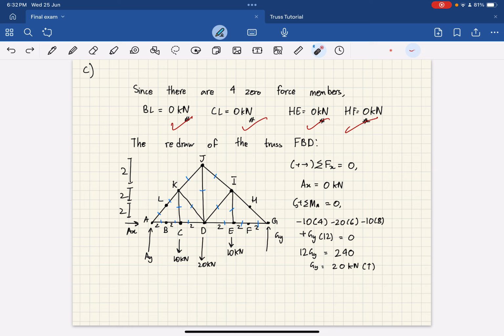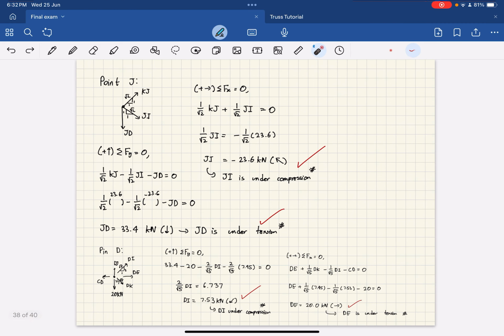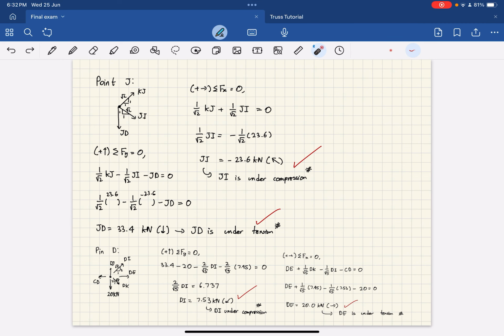Alright, because pin D usually is connected to 1, 2, 3, 4, 5, and you have a 20 kilonewton force also acting in this direction. So you already know a couple of forces, and some of them you don't, which I believe is DI and DE itself. When DI is under compression, DE is under tension in this case, after you follow the sign convention, okay?